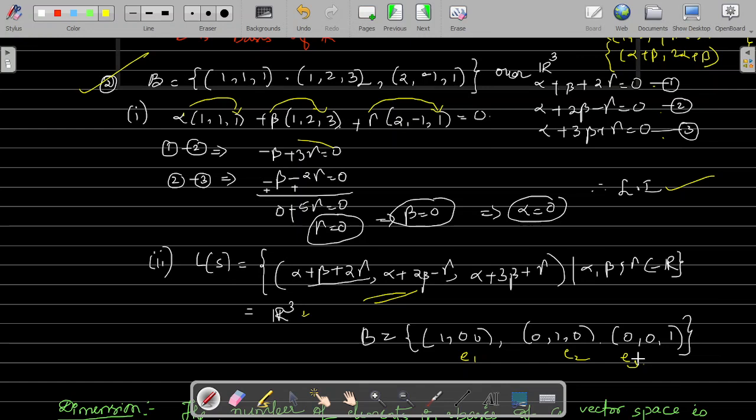So for any vector space, basis is not unique. You can have any number of bases. But what you have observed is that the number of elements in a basis is always the same. Here this is a basis, this is also a basis. Both sets have 3 elements. So the number of elements in a basis is always the same for the given vector space.